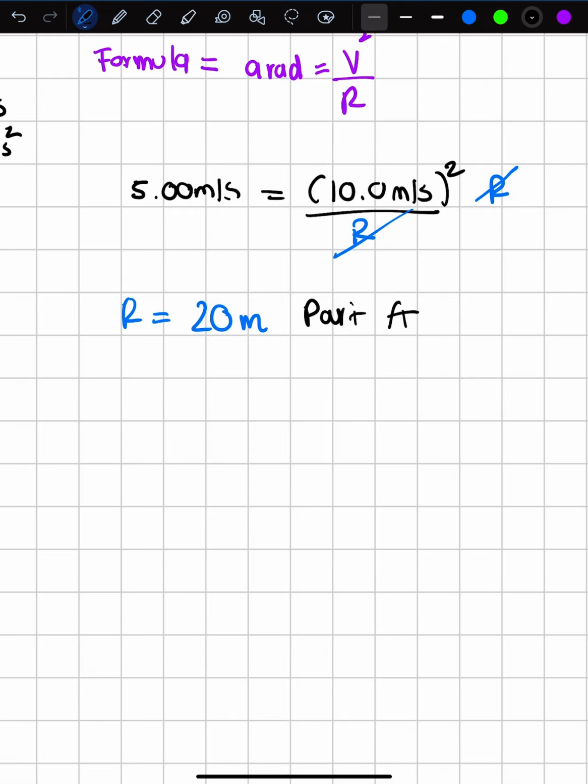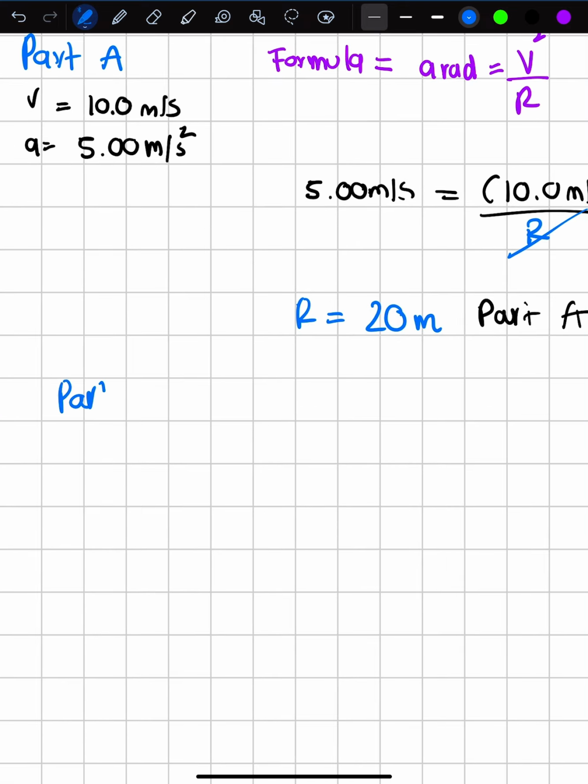Now for part B, let's see what they're asking us. A race car is moving at 40 meters per second around a circular track of radius 265 meters. Calculate the period of motion. So let's see what we have. For part B, we have the initial velocity, which is 40 meters per second. And in this case, they gave us the radius, 265 meters.